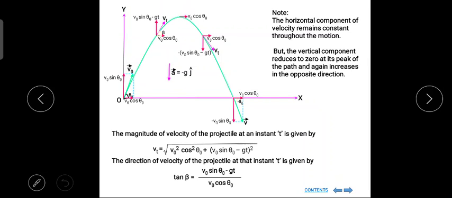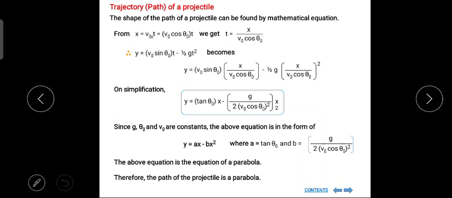In the next video we will calculate its time period, its range, and the angle theta, and the trajectory equation. I am not covering this in this single video because it will become very hectic and lengthy.